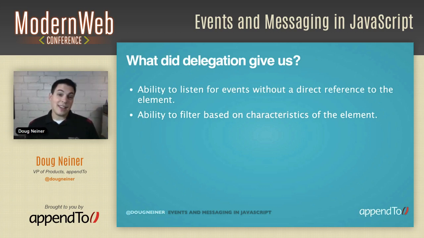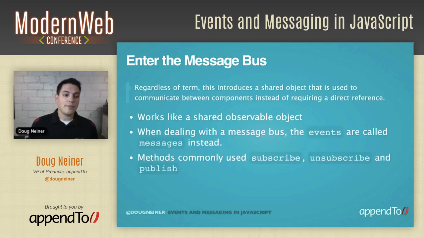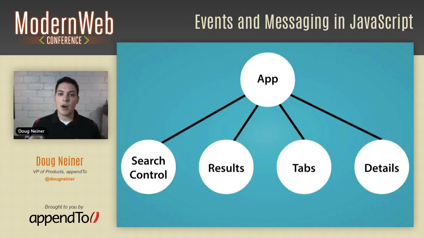When we're talking about eventing and doing this apart from the DOM, we use a thing called the message bus, and there's a number of different names for this: event aggregator, mediator, message broker. They all have the same concept though, which is they introduce a shared object that is used to communicate between components instead of requiring a direct reference. Because right now our app requires a direct reference to each of these components to wire them up, which is fine. It's a great pattern. So our app, we'll come back to that slide in a second, but our app looks like this. There's the app, and then it has a reference to each of the controls.